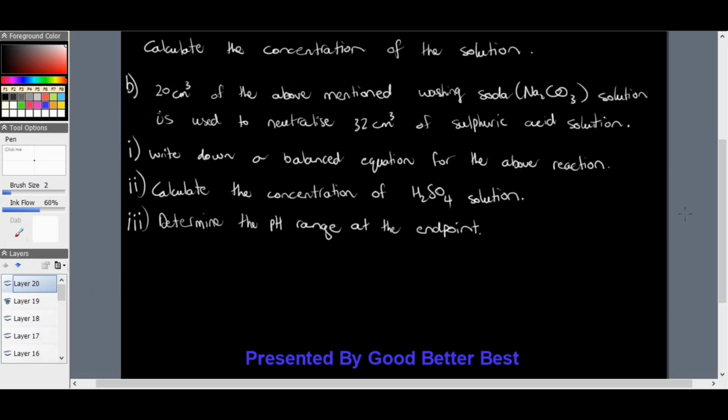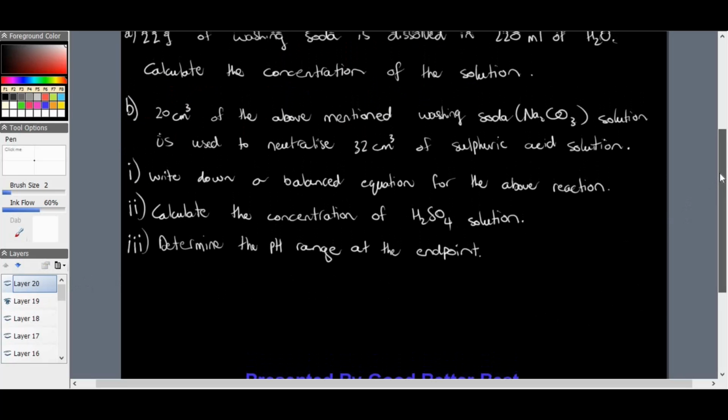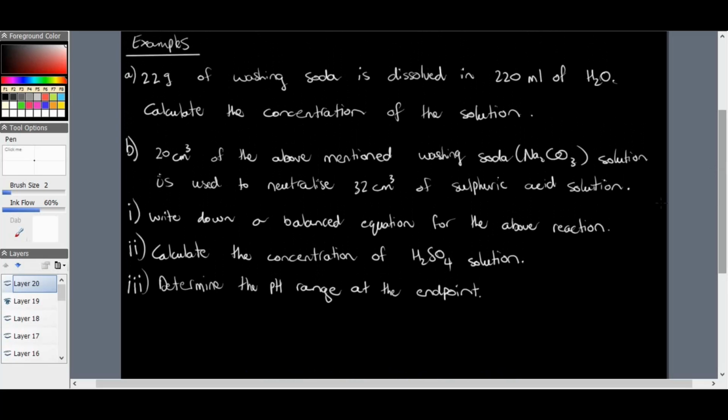So over here, I wrote the question further up. We have a situation where we have 22 grams of washing soda, which is dissolved in 220 milliliters of H2O, in other words, water. Calculate the concentration of the solution. Now that is quite basic, of course, am I correct?